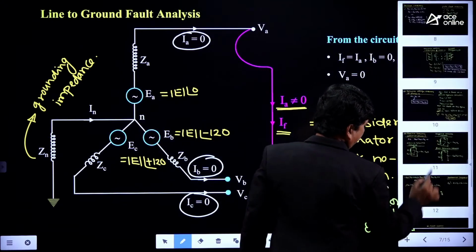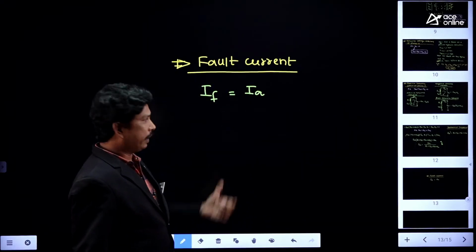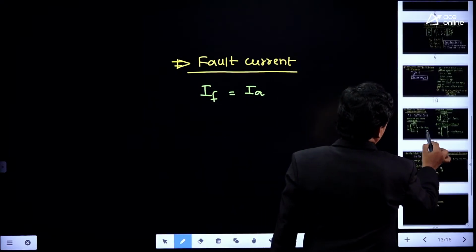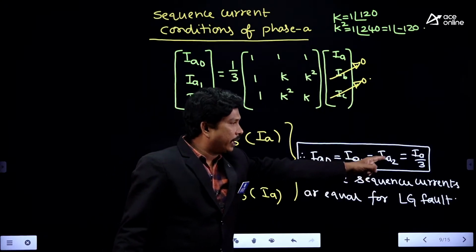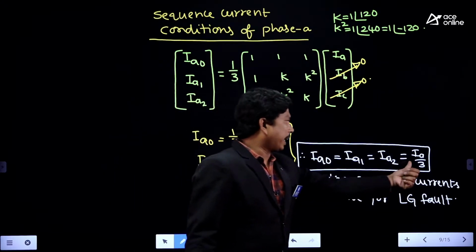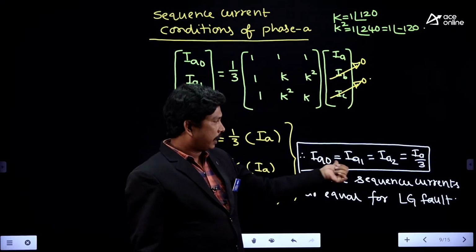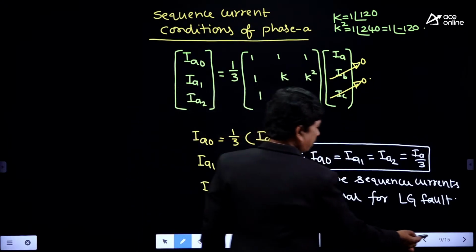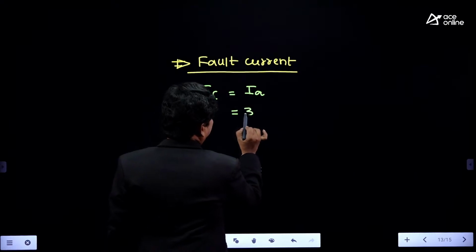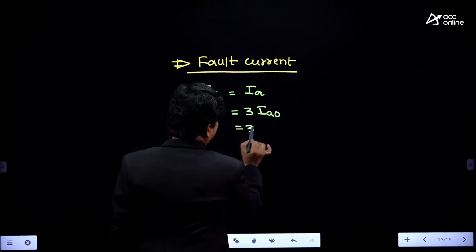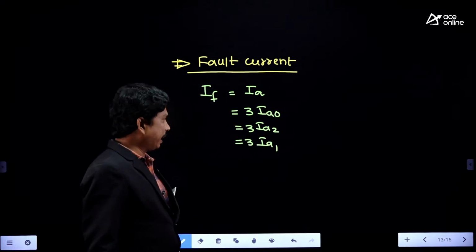Therefore, we can write in that place. What is IA, students? Please check here again. We have derived one more formula here: IA0 is equivalent to IA1 is equivalent to IA2, and IA is 3 times IA0, or 3 times IA1, or 3 times IA2, which we derived in the previous class. So IA0, IA2, IA1 all are the same.